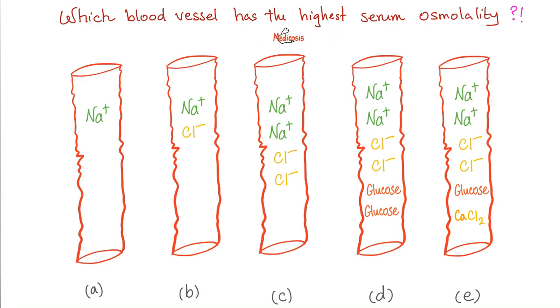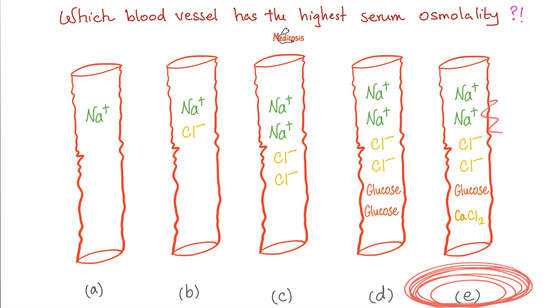Question: which blood vessel of the following has the highest serum osmolality? Please pause. And the answer here is whichever blood vessel has the greatest number of particles. Look at this. It has the greatest number of... But hey, medicosis, if I compare between D and E, I see here glucose and glucose. Okay, I get it. Glucose and calcium chloride. I thought that they have equal osmolality.